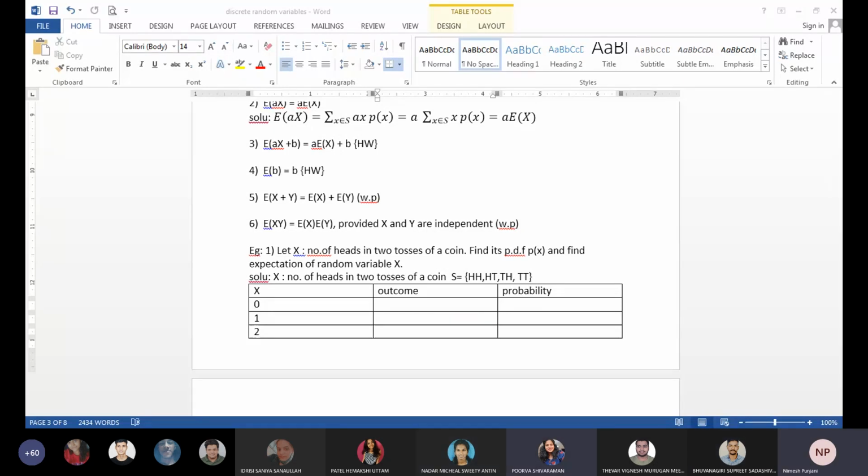One. 1 will be the number of possibilities. What will the outcome be? You have 4 possible outcomes in your sample space, right? TT, okay.